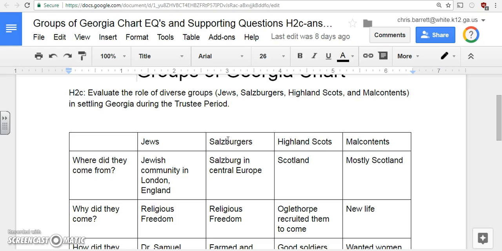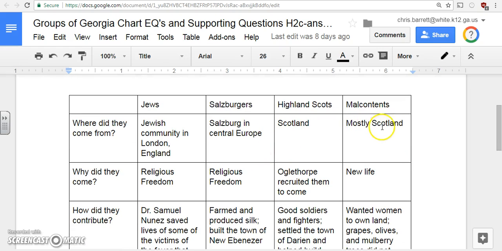These were the first people that came to Georgia. The Jews, the Salzburgers, the Highland Scots, and the Malcontents. So there's questions on your test about each of them. These were the 3 different ethnic groups that came. Jews, Salzburgers, Highland Scots. They mostly came for religious freedom, but Oglethorpe recruited the Highland Scots.